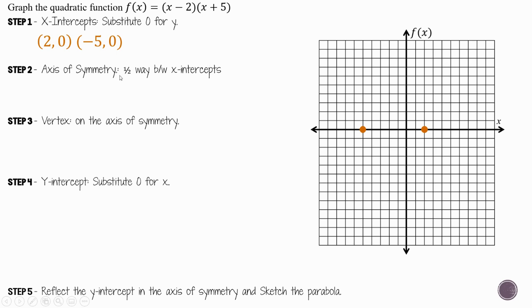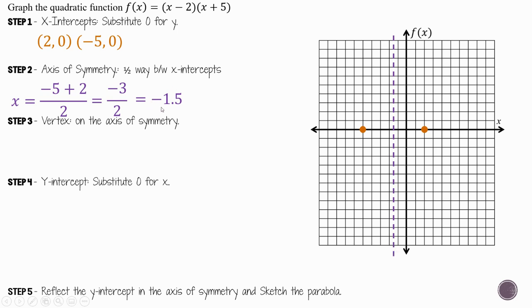Then the axis of symmetry will be halfway between them. So to find the halfway point, add those x-intercepts together, negative 5 plus 2, and then divide that by 2. So negative 3 over 2 as a decimal is negative 1.5. So x equals negative 1.5. That's right here. So we'll draw a vertical line at x equals negative 1.5.